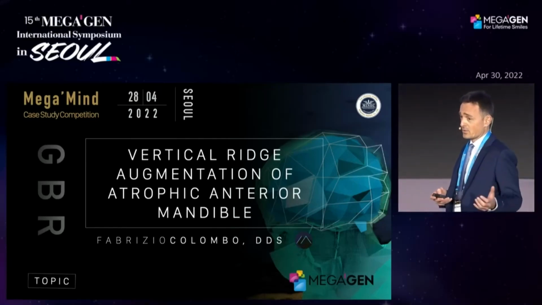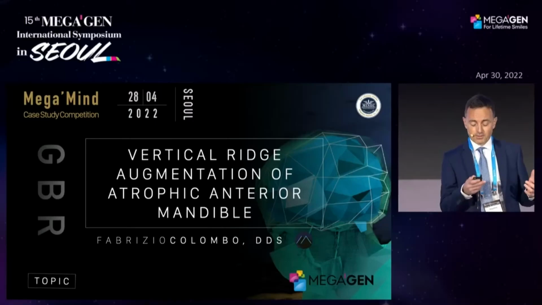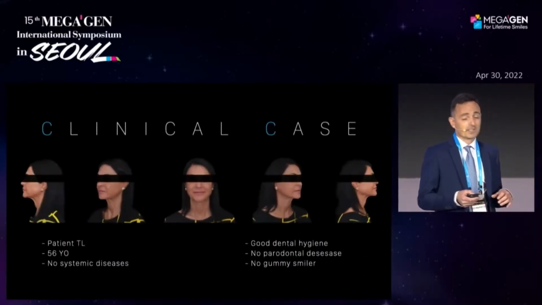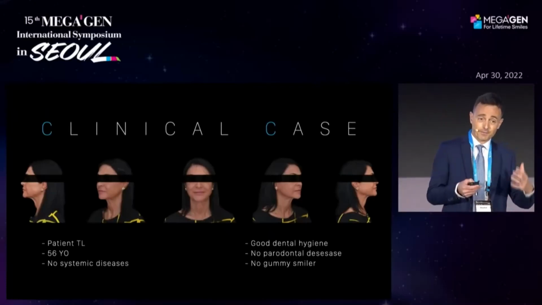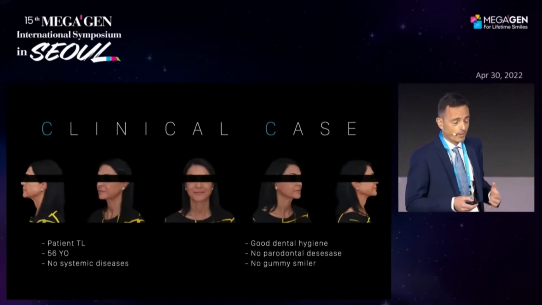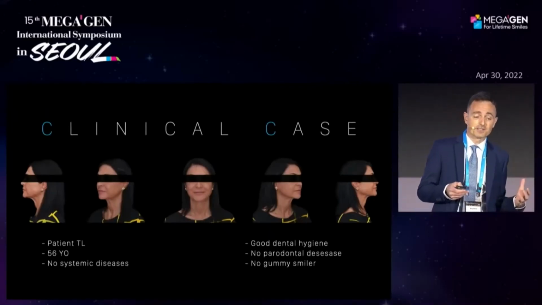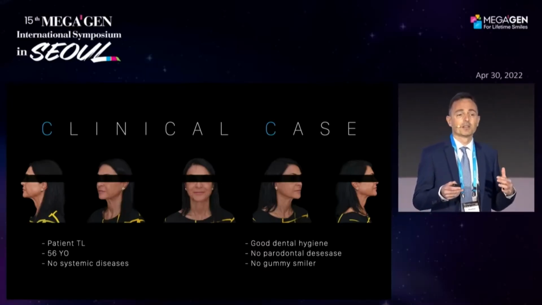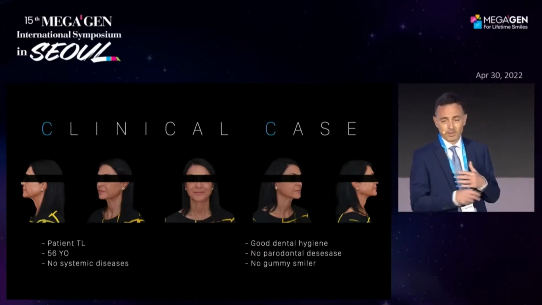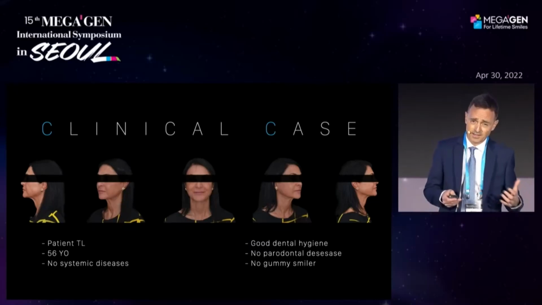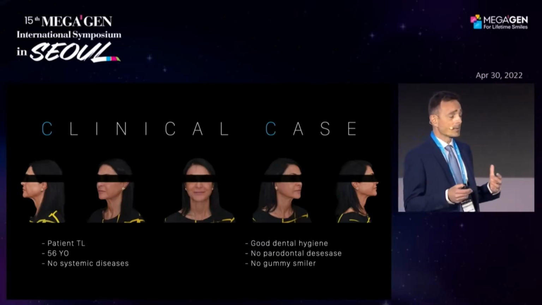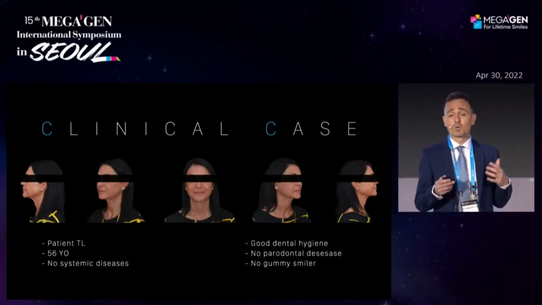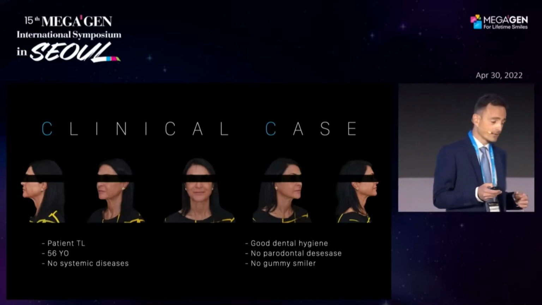And the first thing I would like to do is to share with you the face of the patient that I decided to treat. She's a very nice Italian girl, a 56 years old patient. She has no systemic disease, no periodontal disease. She has a good dental hygiene. She is the typical ideal patient that we would like to have in our dental office.